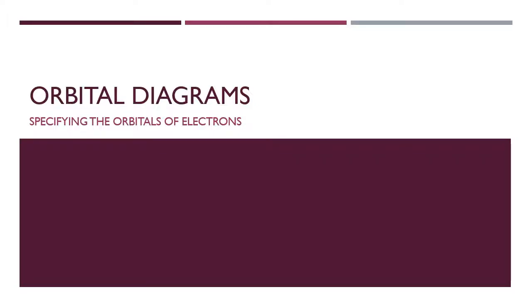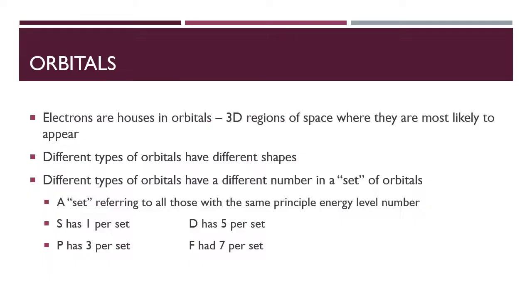Hello everyone. Today we are going to learn how to construct orbital diagrams. Electrons are housed in orbitals, which are three-dimensional regions of space where they are most likely to appear. There are many different kinds of orbitals, and each one has its own unique shape. For example, s orbitals usually look like spheres.